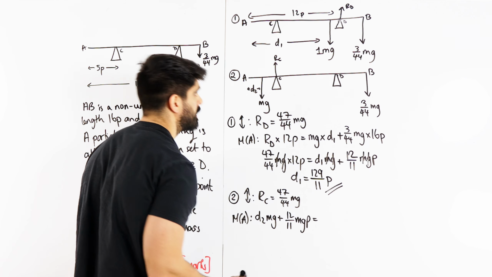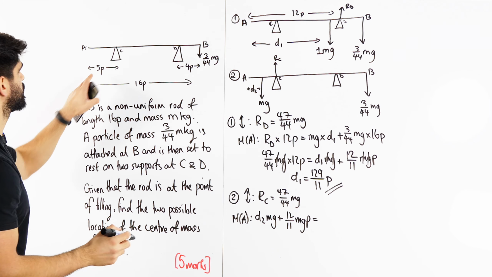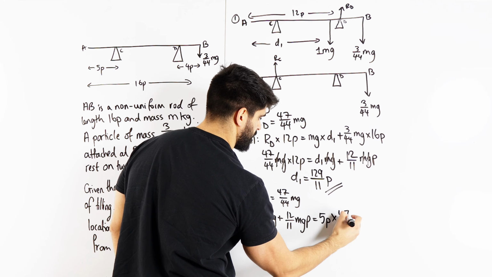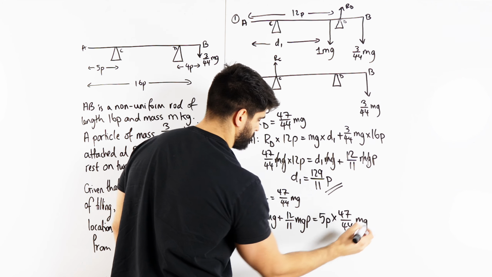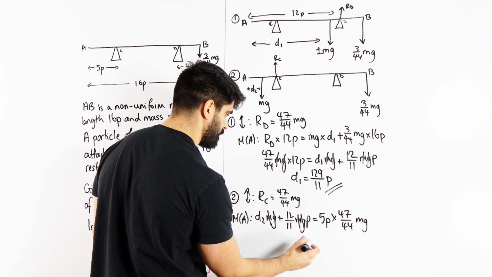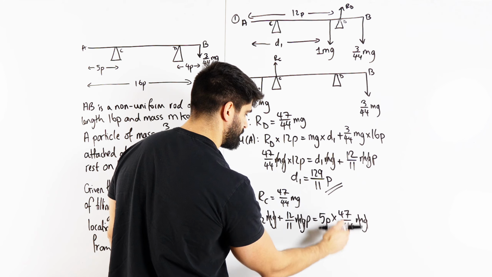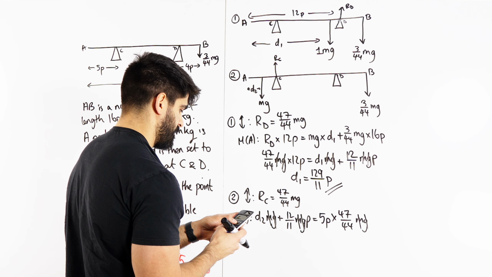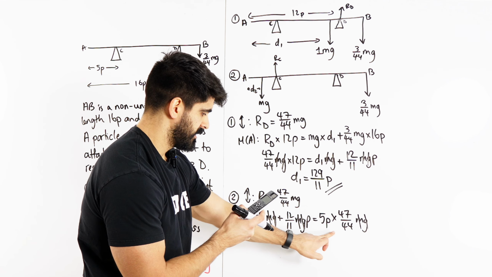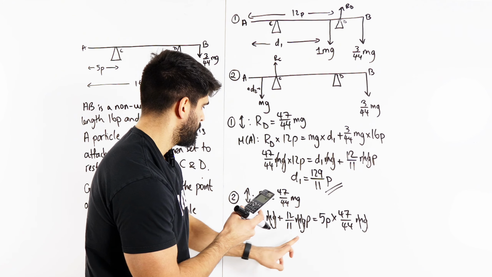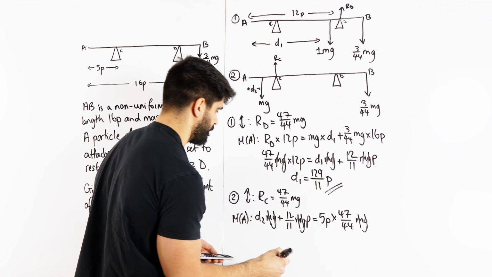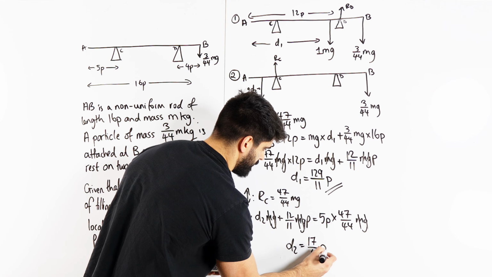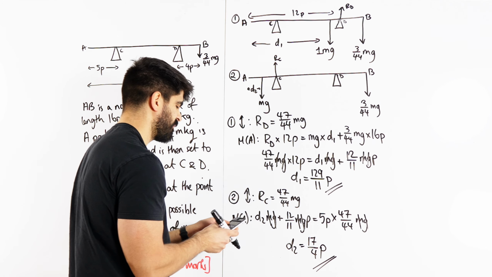P is that distance, which we can see as 5p, RC. Which we know RC is 47 over 44 mg. Mg's all cancel. So we're doing 5 times this minus 12 over 11. I already have the calculation here. 5 times 47 over 44 minus 12 over 11, I get 17 over 4. So D2 is 17 over 4 p, which, if you decimalize, 4.25.